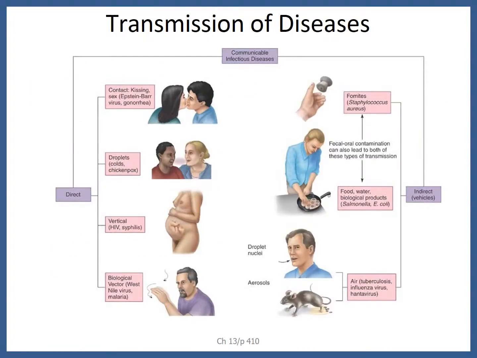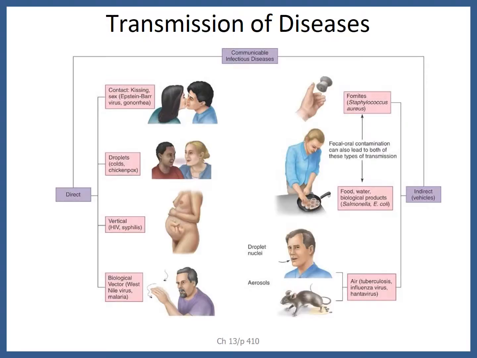To the last component, the last couple of slides, which relates to transmission of diseases. So we just gave a few examples of vectors, but let's look a little bit more broadly at the ways you can transmit a disease from one person to another or from a source to another person. So we have some communicable diseases, and they can be divided into direct and indirect mechanisms of spread.